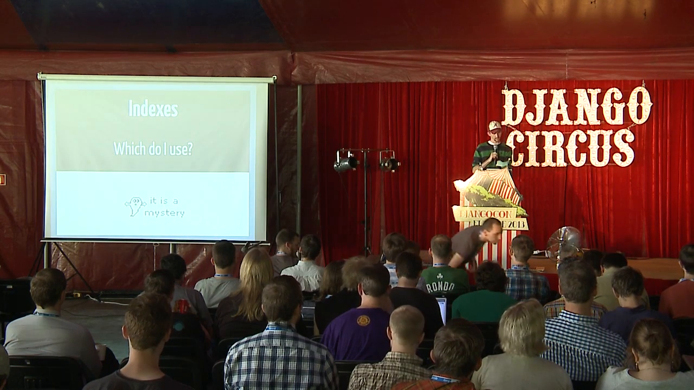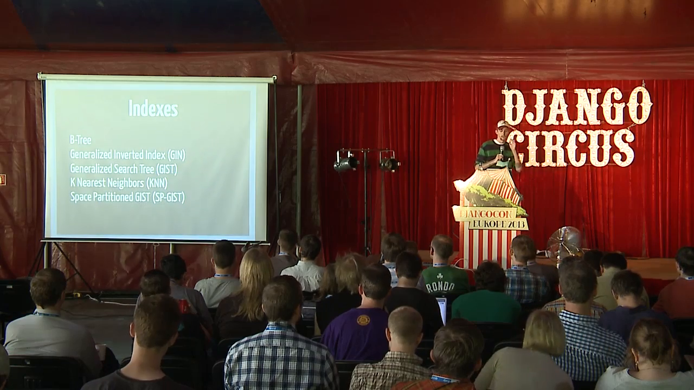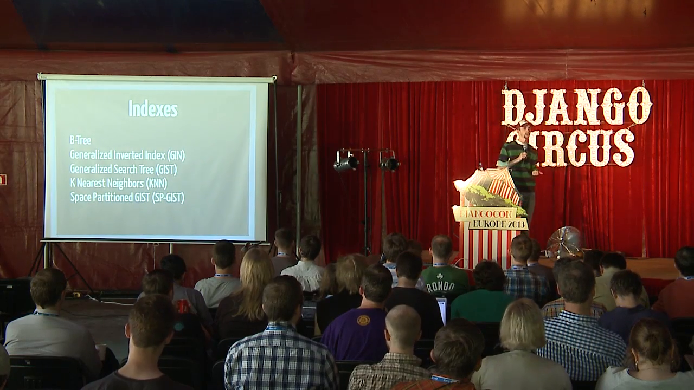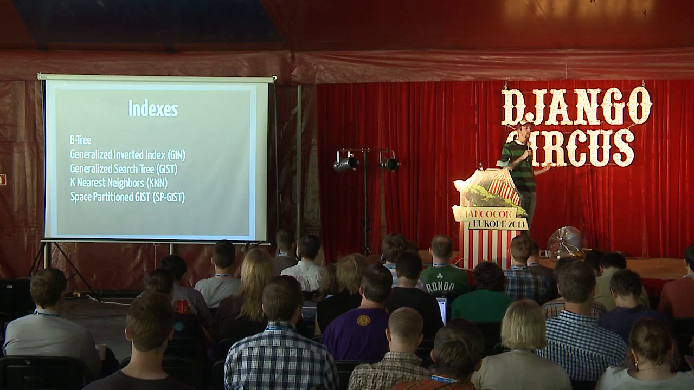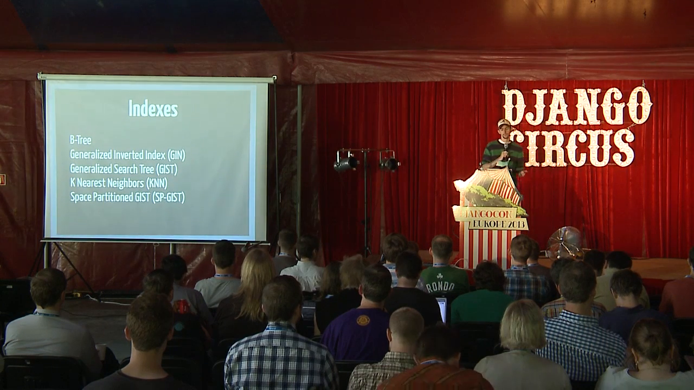A really basic guide. B-tree is usually what you care about, unless you're doing something special. If you're doing kind of any of the data types I talked about before, you may want something else.